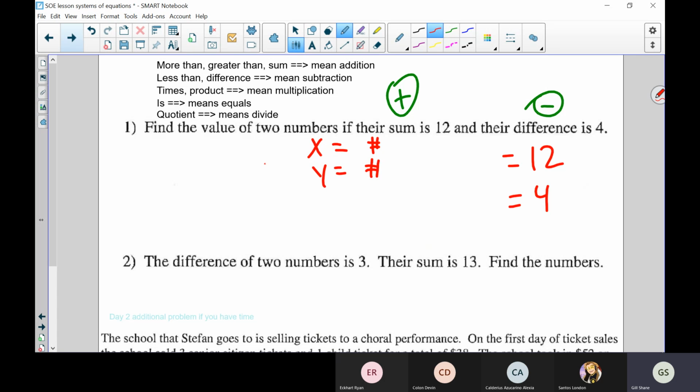So now I just have to understand what sum means. Sum means what? S-U-M. What kind of math? Well, it's the total of what kind of problem? It's addition. So their sum means you just add them together and they equal 12. What's difference mean? I mean, it's literally right above the words. That's it. That's the problem.